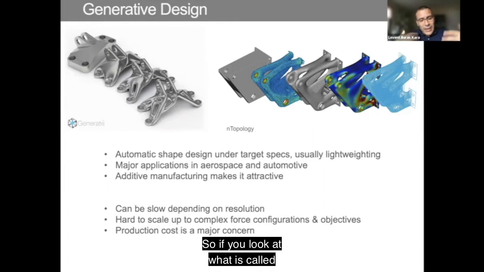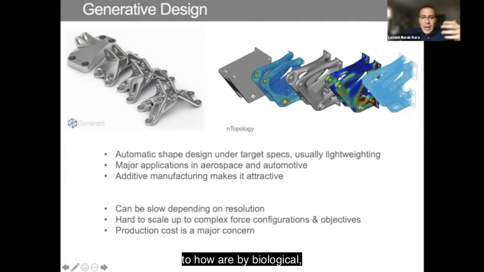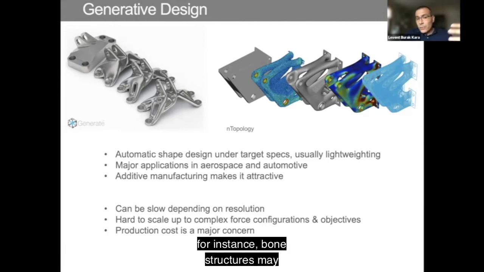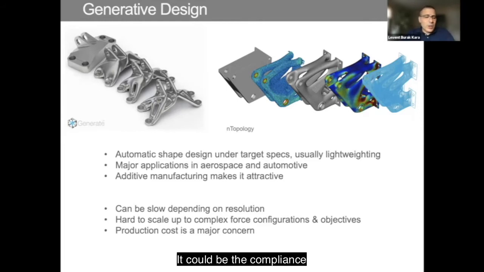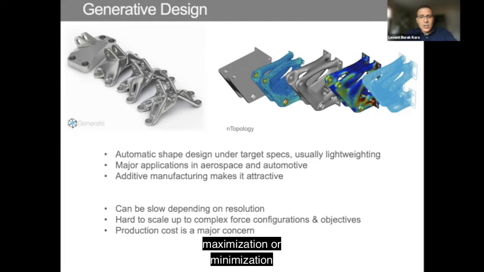So if you look at what is called generative design or topology optimization, we currently have tools that can create very organic looking structures, similar to how our biological structures, for instance bone, may develop over time. And there might be other objective functions that you can assign to it. It could be compliance maximization or minimization, or lightweighting, minimizing the mass, and so forth.